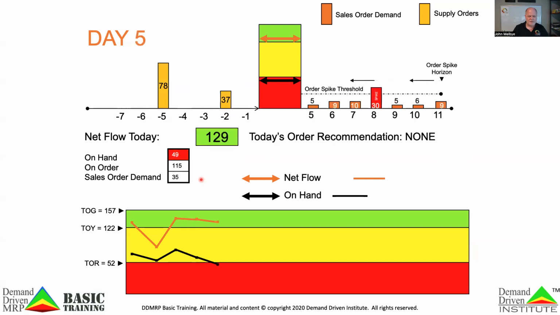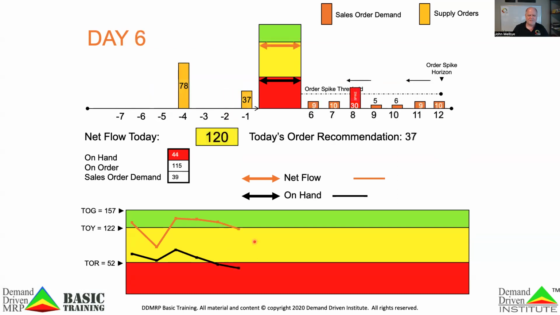Day 5, still in the green, not placing an order. Our on hand has dropped to 49, which is in the red from a planning perspective. And we may or may not get to that in today's lesson, but it's in the red. Maybe we're a little concerned, but probably not too much.